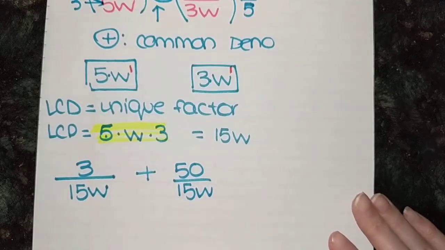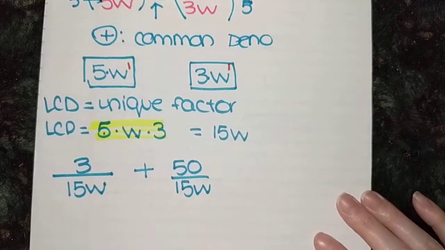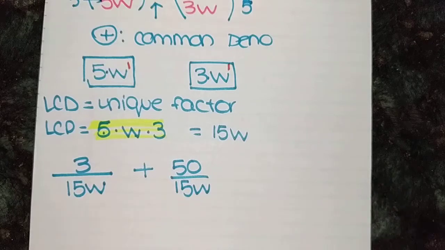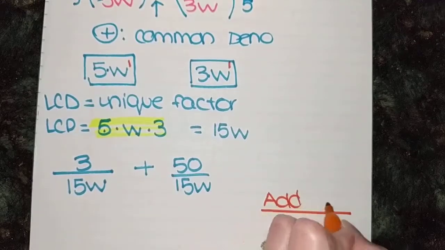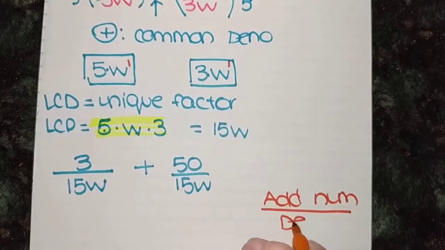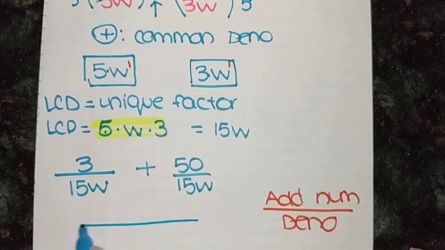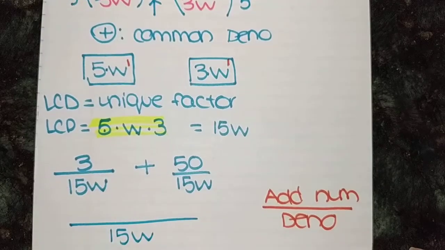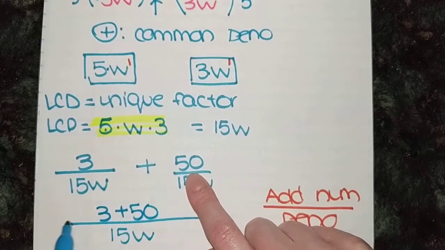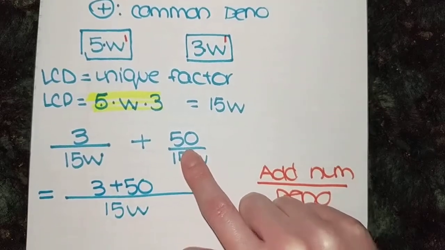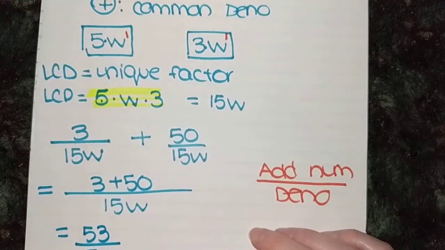All right, now at this point, what you want to do is say, okay, do I have a common denominator? So now that I have that common or same denominator, I can add the numerators and write that over the common denominator. So I will write the common denominator just one time, the 15w, and then I'll add the 3 plus 50 in the numerator. So 3 plus 50 is just 53, and then over 15w.